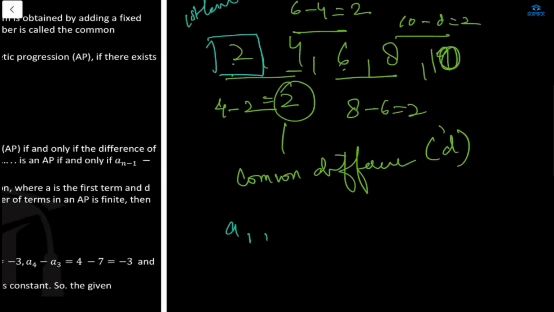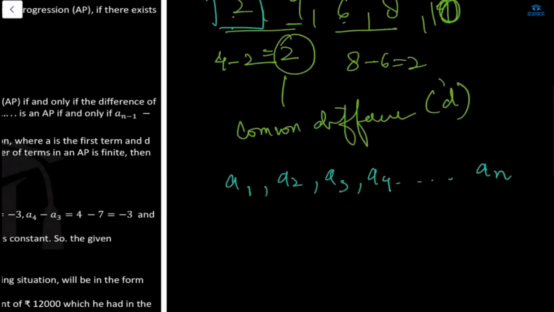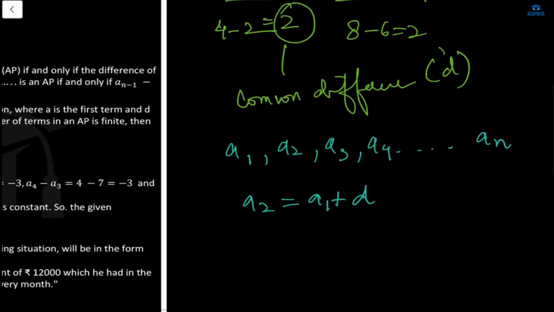Now you can see how to write a general arithmetic progression: A1, A2, A3, A4, and so on, with a general term AN. A1 is the starting term, the first term, which you need to have. How do you get the second term? It is A1 plus D. If you add the common difference to the first term, you will get the second term.